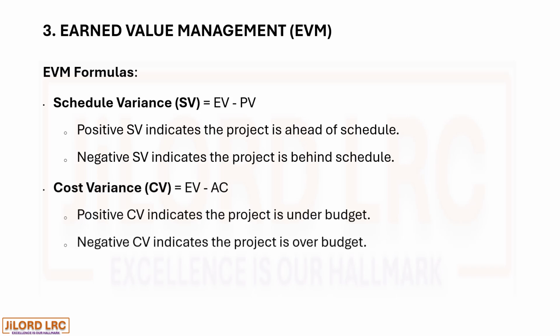Cost variance, CV, equals earned value minus actual cost. A positive cost variance indicates the project is under budget or within budget or lower than the budgeted cost. And a negative cost variance indicates the project is over budget.